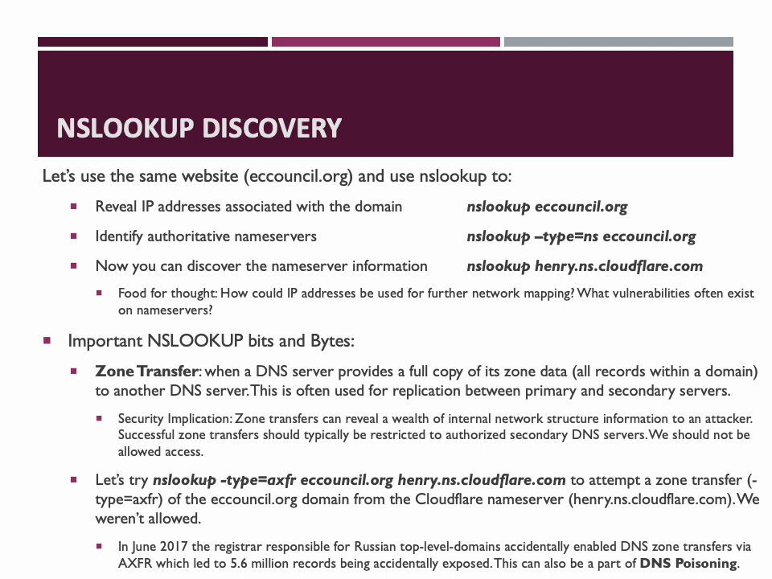Similarly, if you do NSLOOKUP, use the same website, EC Council, and use NSLOOKUP to reveal IP addresses associated with the domain. What are all the IP addresses that they have? Because it's a name server, it's basically a database that contains all this information about a particular organization. Identify authoritative name servers by saying NSLOOKUP and then -type, right? So what are the types? And then NS name servers for eccouncil.org.